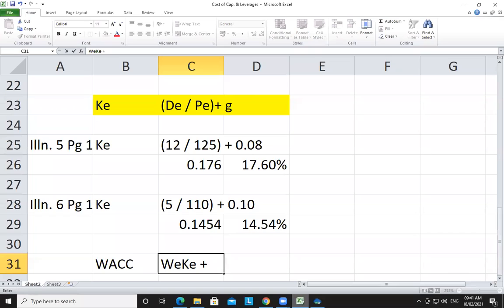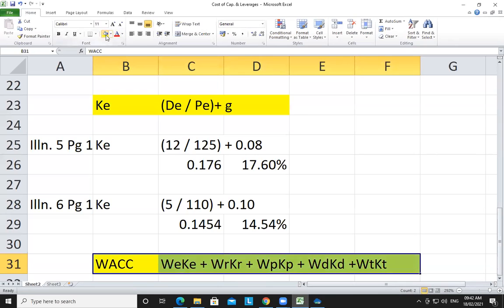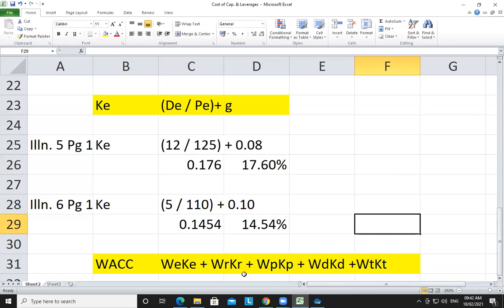plus weight of retained earning into cost of retained earning, plus weight of preference share capital into cost of preference share capital, plus weight of debenture into cost of debenture, plus weight of term loan into cost of term loan, if at all we have all these things with us. Suppose out of them equity is there but retained earning is not there, then I will not take retained earning, I will not take preference likewise.